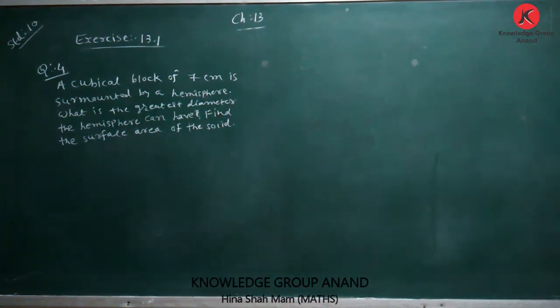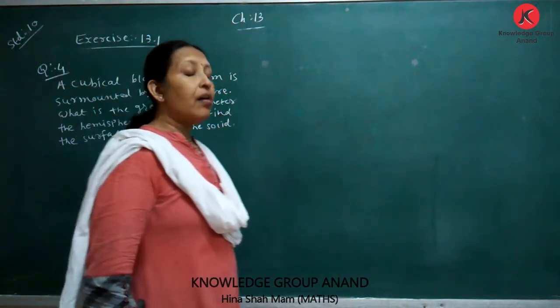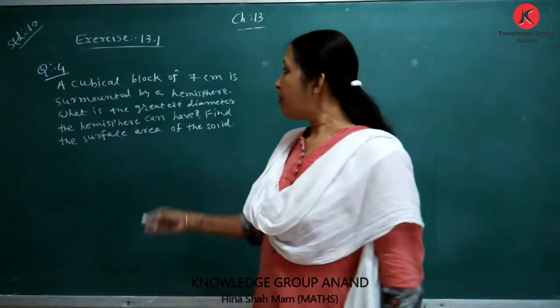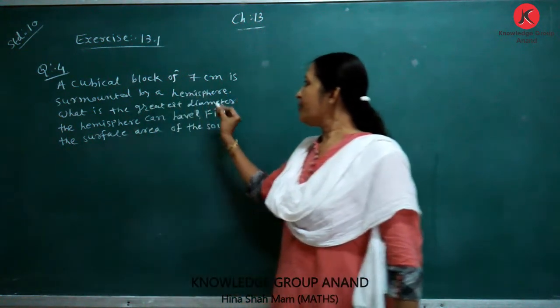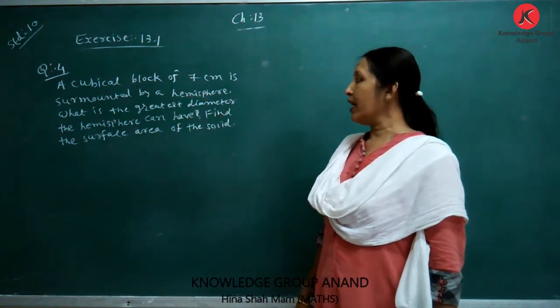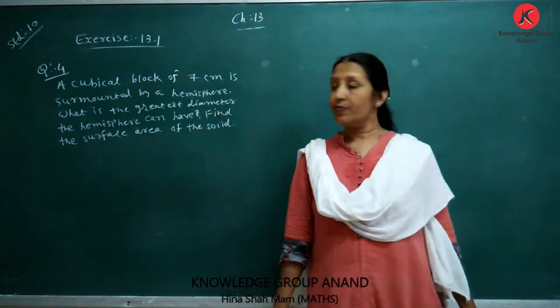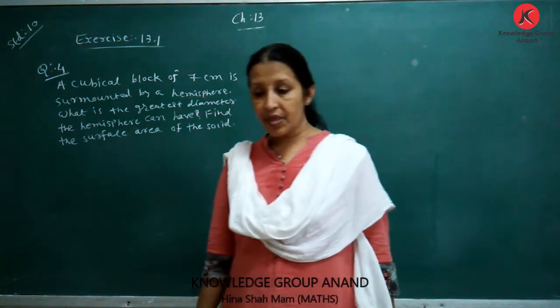Exercise 13.1. Question number 4. A cubical block of side 7 centimeter is surmounted by a hemisphere. What is the greatest diameter the hemisphere can have? Find the surface area of the solid.